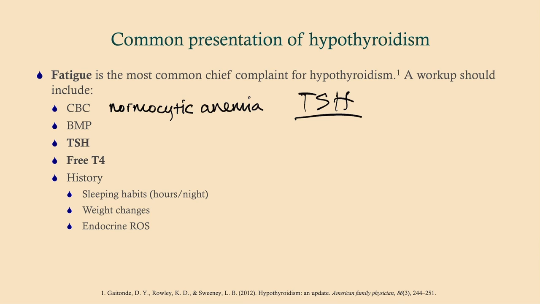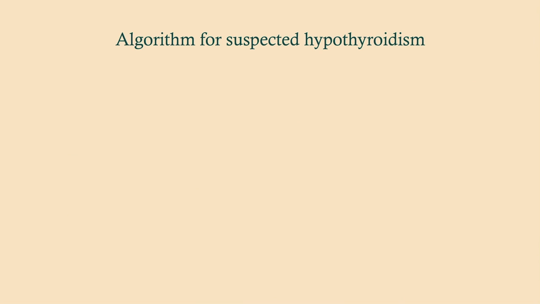Of course, like I said, we're going to be getting the TSH no matter what, but you should know how to work up a patient with fatigue because this is the most common presentation for hypothyroidism. Look at the weight changes, get an endocrine review of systems, all going to be very important. All right, so how do we approach this algorithmically?